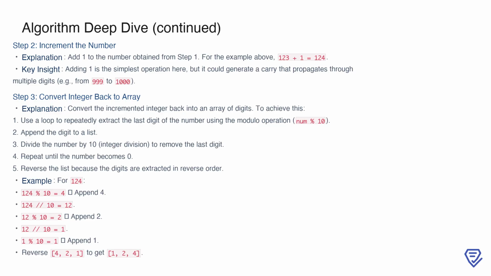To do this, we repeatedly extract the last digit of the number using the modulo operator, number % 10, and append it to a list. For instance, with 124, the last digit is 4, so we append 4. Then, we remove this digit by performing integer division by 10, resulting in 12. Repeating this process gives us 2 and then 1. The digits are extracted in reverse order, so the final step is to reverse the list to restore the original sequence. This gives 1, 2, 4 as the final array representation.